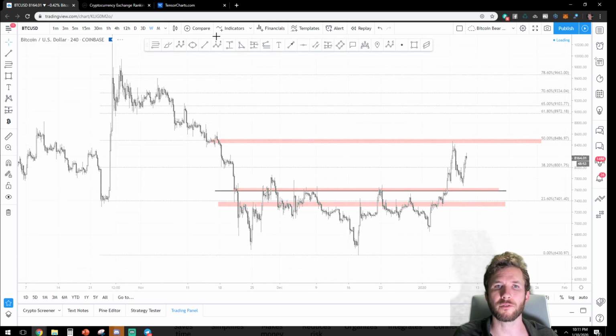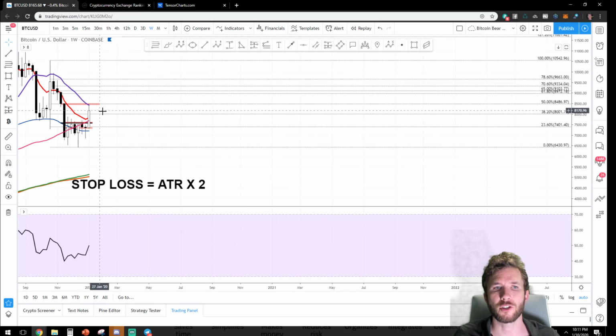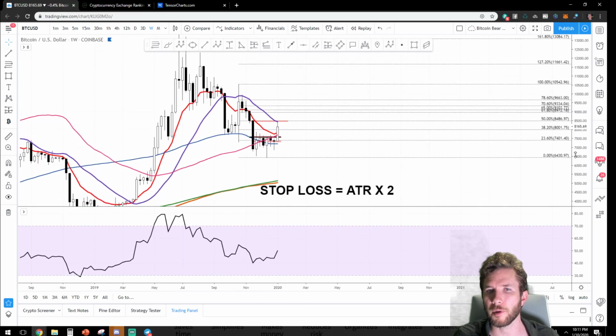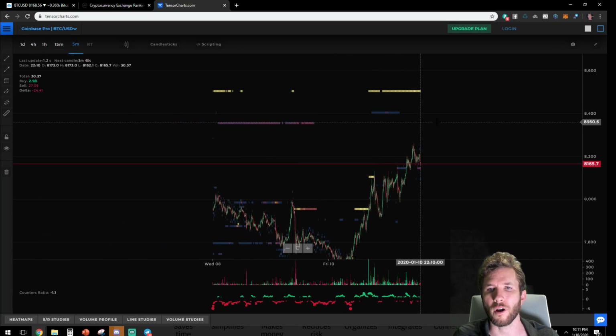And then when we zoom out to the weekly and throw on our moving averages, well, we've also got that 20 MA right at our 50% Fibonacci level, right at our 8,500 sell level. So that's probably a level that they're going to want to try and sell.